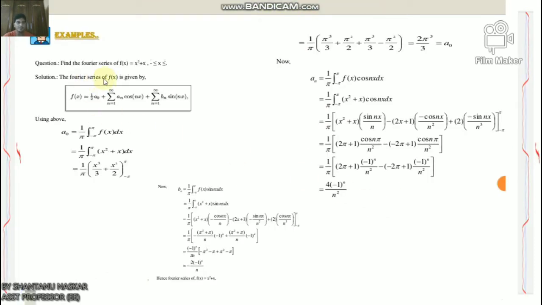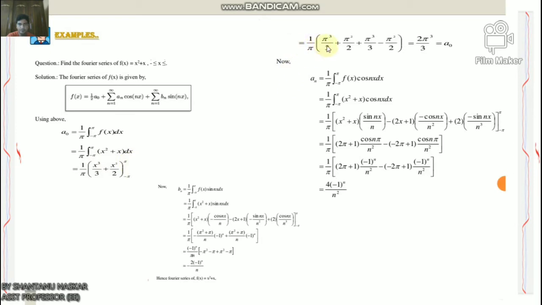Let's talk about another example. The question is: find the Fourier series of f(x) equals x square plus x. The solution is that the Fourier series of f(x) is given by this equation. We all know the equation: f(x) equals half a0 plus the summation from n equals 1 to infinity of a_n cos nx plus the summation from n equals 1 to infinity of b_n sin nx. Using this equation, we can get the value of a0, which equals 1 by π times the integral from -π to π of f(x) dx, which equals 1 by π times the integral from -π to π of (x square plus x) dx. By integrating this, we get 1 by π times [x cube by 3 plus x square by 2], with the interval -π to π.